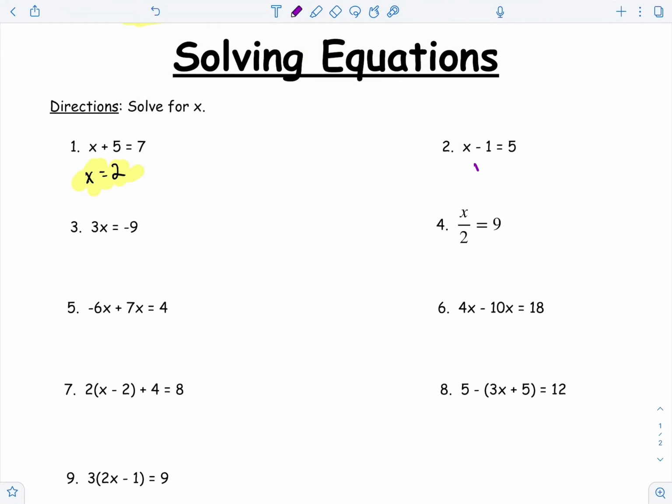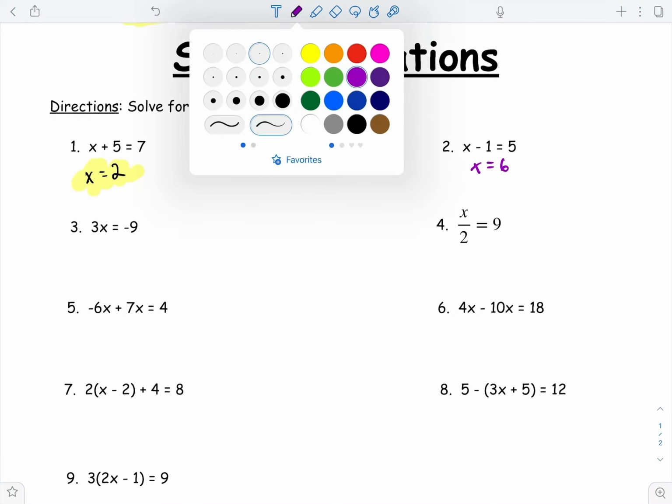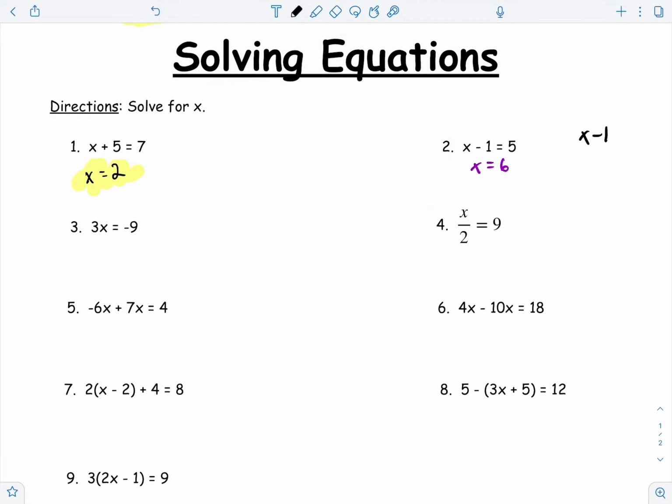You got it. It's 6. Another way of looking at the problem is to see that we're dealing with subtraction here, and then do the inverse operation, which is addition. So we add 1 to each side to get x equals 6. That's another way of looking at it.